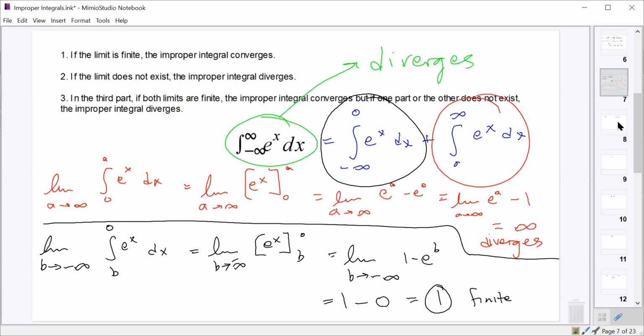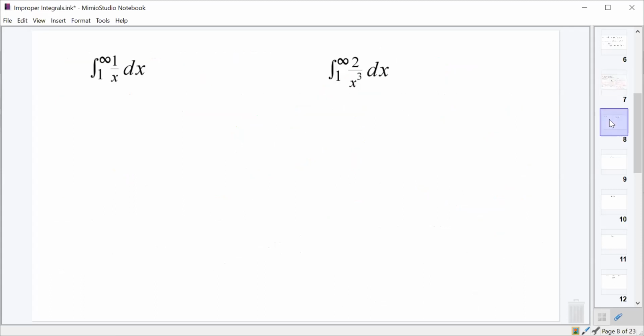All right, let's do a couple more. So if we want to look at 1/x, which is the one I think I first graphed on Desmos a while ago, and look at it from 1 to infinity, what would the limit that we would write for this one be? Should be a limit as what variable do you want to choose? A. Sure, that's fine. As a approaches infinity of the integral from 1 to a of 1/x dx.